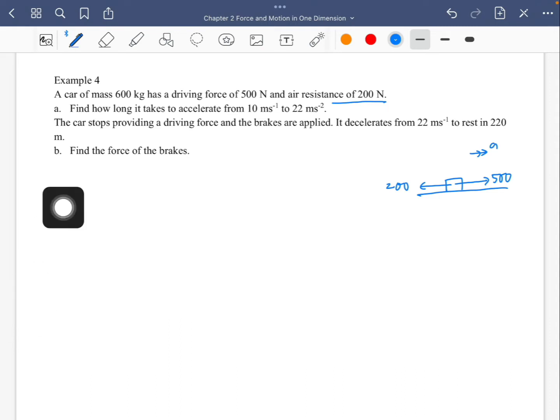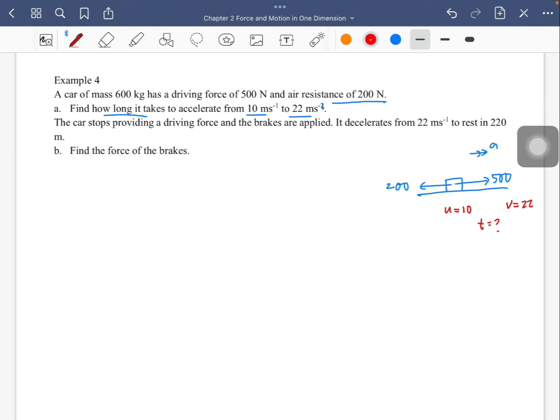Now for question A, find how long it takes to accelerate from 10 meter per second to 22 meter per second. Actually, this is a typo, it is actually 22 meter per second, not meter per second square. So we want to find the time taken to accelerate from an initial velocity of 10 meter per second to 22 meter per second. Let's illustrate again on the diagram here. Initially we have an initial velocity of 10, and we want to find how long it takes to reach a velocity of 22 meter per second.